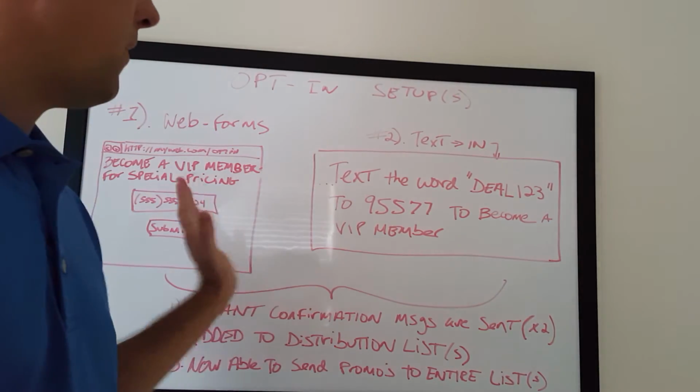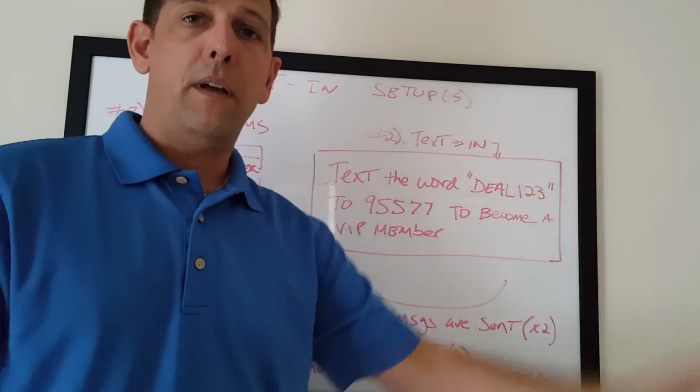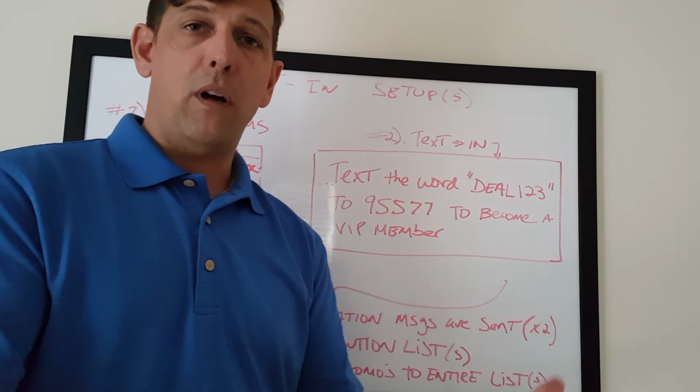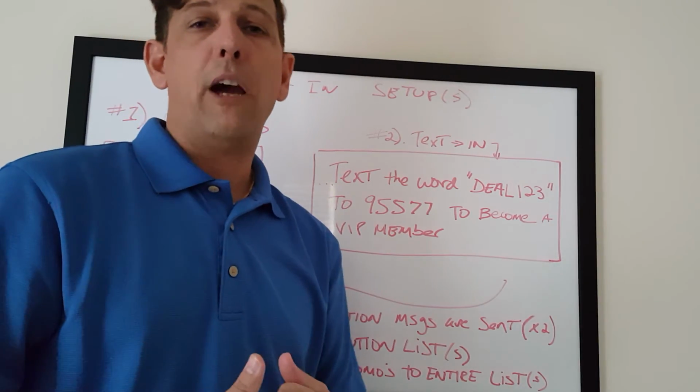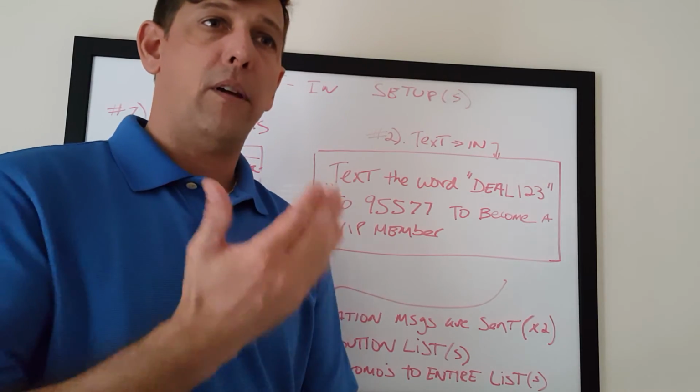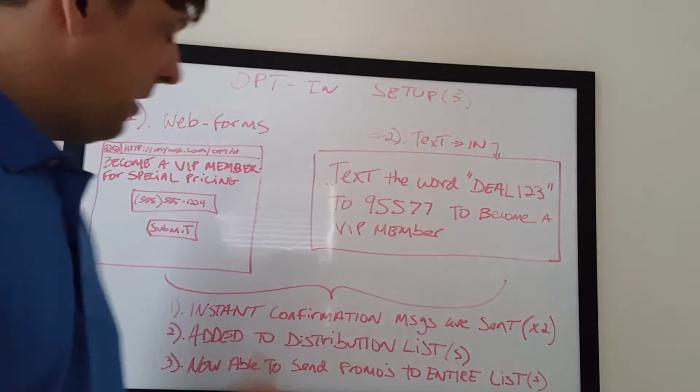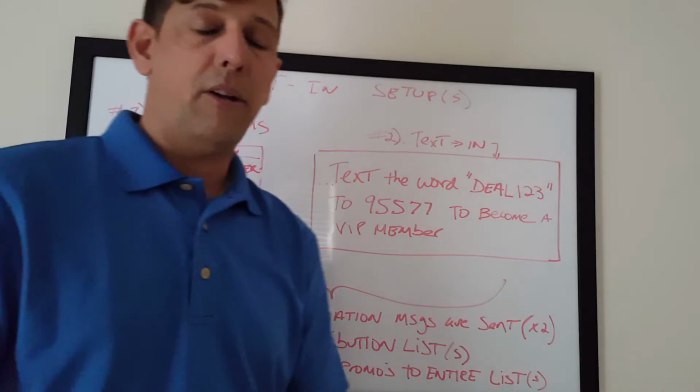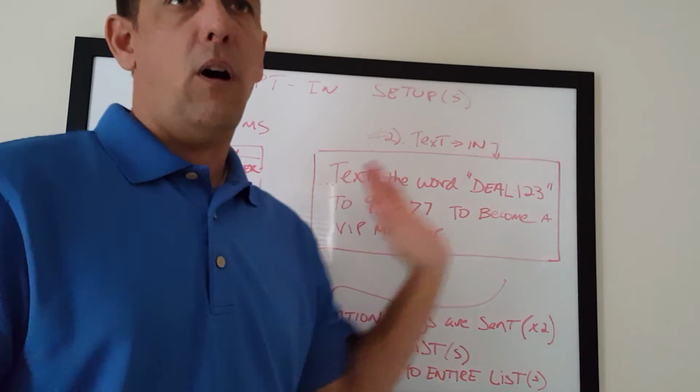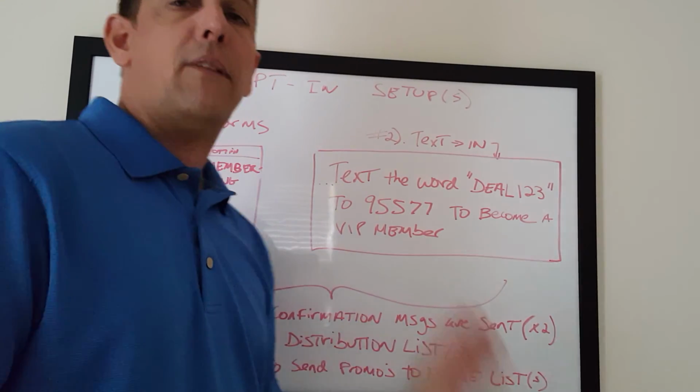With both of these methods, you're going to want to deploy them and let them run to collect subscribers. And then at some point, you're going to say, okay, it's time to run a promo. You basically just send out your promotional message, and it sends it to all the subscribers or recipients that have opted in.